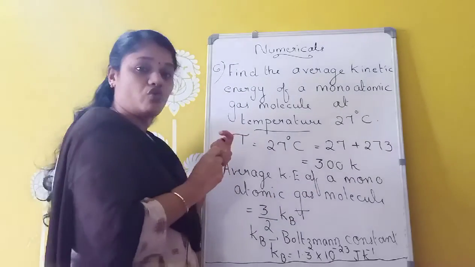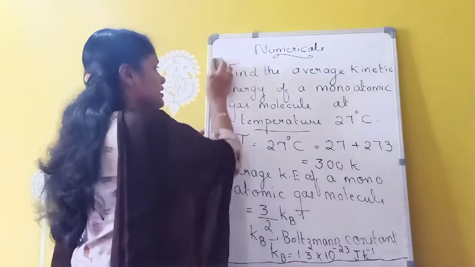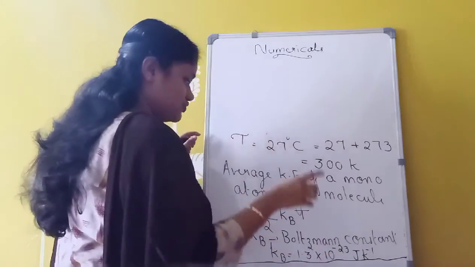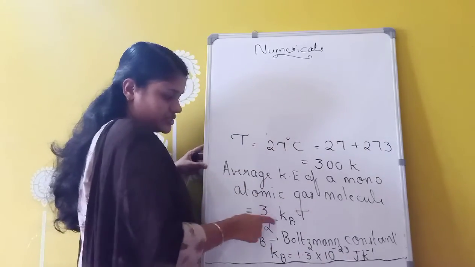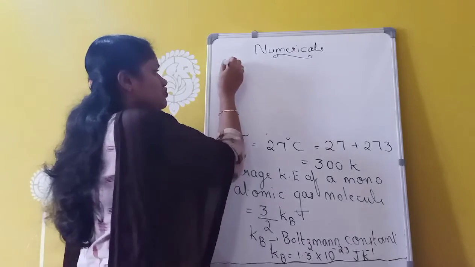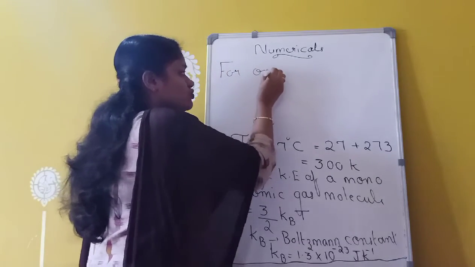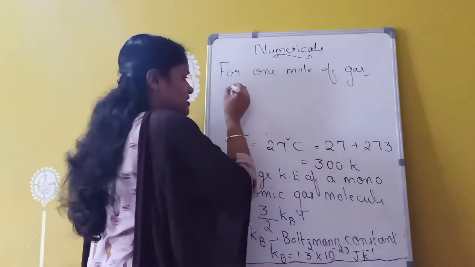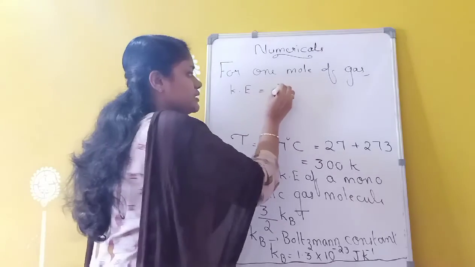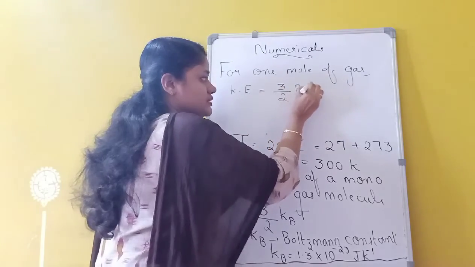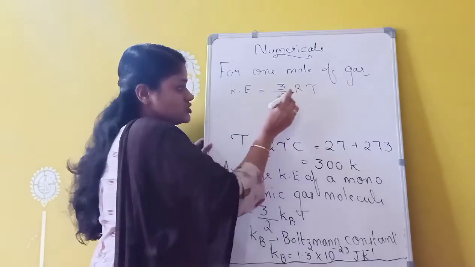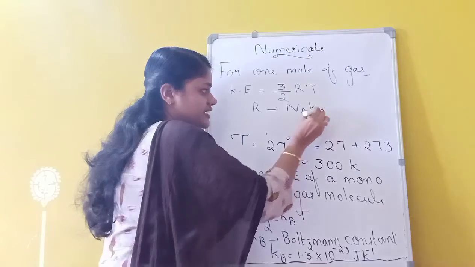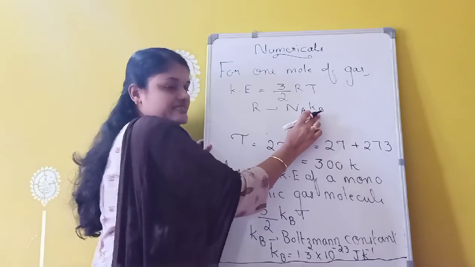Suppose they are asking for 1 mole of gas. So we have another formula. For 1 molecule of gas, the formula is 3 by 2 into Kb into T. For 1 mole of gas, if we want to find the average kinetic energy, it is given by 3 by 2 into R into T. Here R is the gas constant. We can substitute R as Na into Kb. Here Na represents the Avogadro number and Kb is the Boltzmann constant.